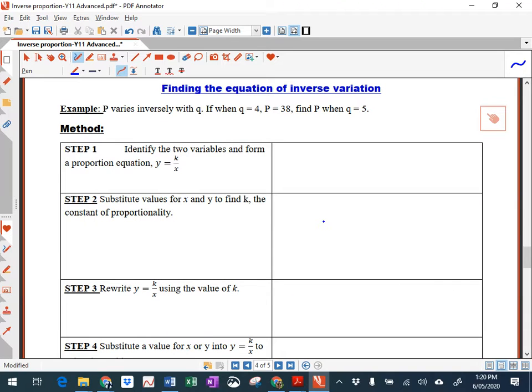Okay, year 11, we're going to look at finding the equation of inverse variation. So let's look at our first example. It says P varies inversely with Q. If when Q equals 4 and P equals 38, find P when Q equals 5.